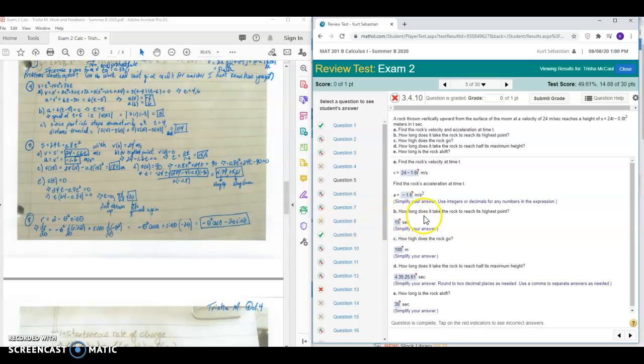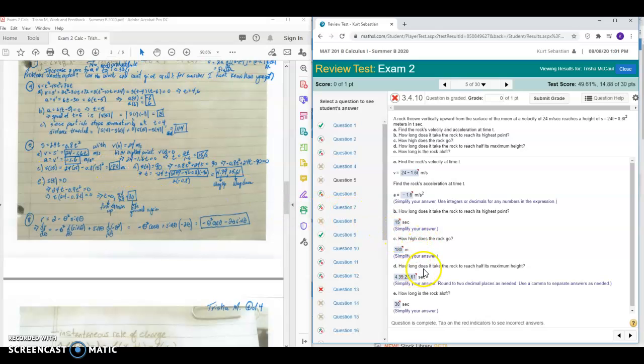Part B, how long does it take to reach its highest point? Well, when it reaches its highest point, the velocity is equal to 0. So we're going to set the velocity equal to 0. And we see that happens when t is 15 seconds. Part C, how high does the rock go? Well, that just means it reaches its highest point at 15 seconds. So what's its position at 15 seconds? You just plug in 15 to the position function, get 180 meters.